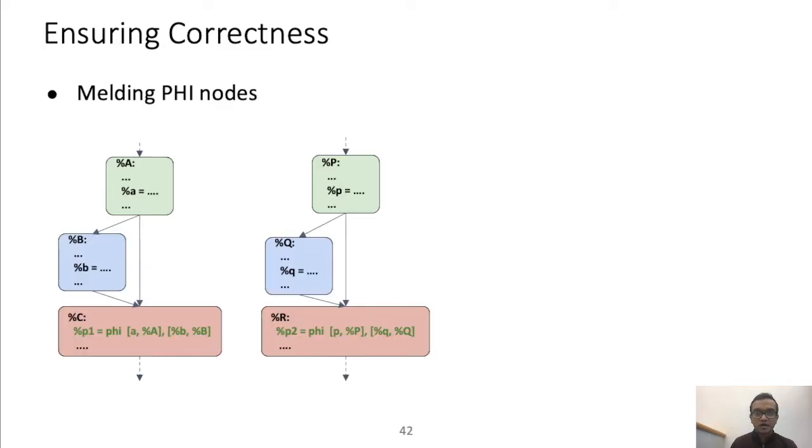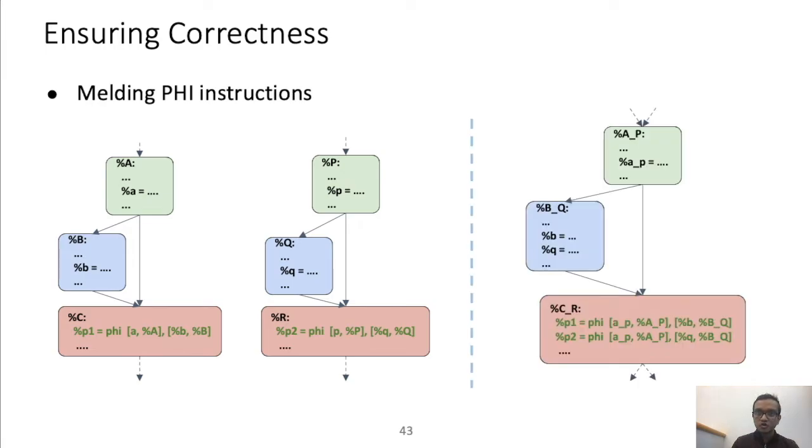Next, let's look at how phi nodes are melded. Phi nodes cannot be melded just like any other instruction. They always appear at the beginning of a basic block. Therefore, we can't add select operations before them to conditionally pick their operands. Instead of merging, we copy phi nodes into the melded control flow regardless of their alignment status. In this example, aligned phi nodes P1 and P2 in corresponding basic blocks C and R are both copied into the melded basic block C_R.